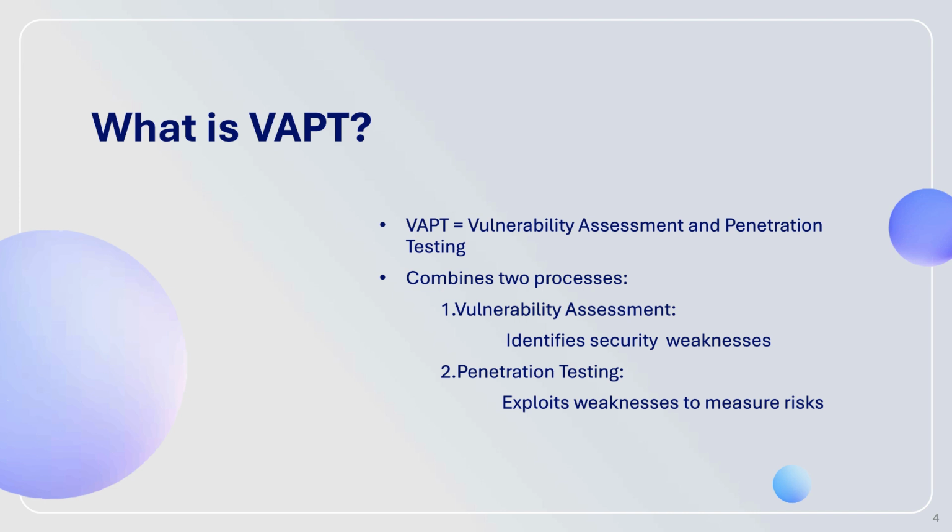The second process is penetration testing, which goes one step further. It involves exploiting those identified weaknesses to understand the risks and potential impact if an attacker were to take advantage of them. So essentially, VAPT is like a two-step process. First, you identify the weak spots and then you test how far those weak spots can be exploited. Together, these processes help organizations understand their security posture and take steps to protect themselves from real world attacks.